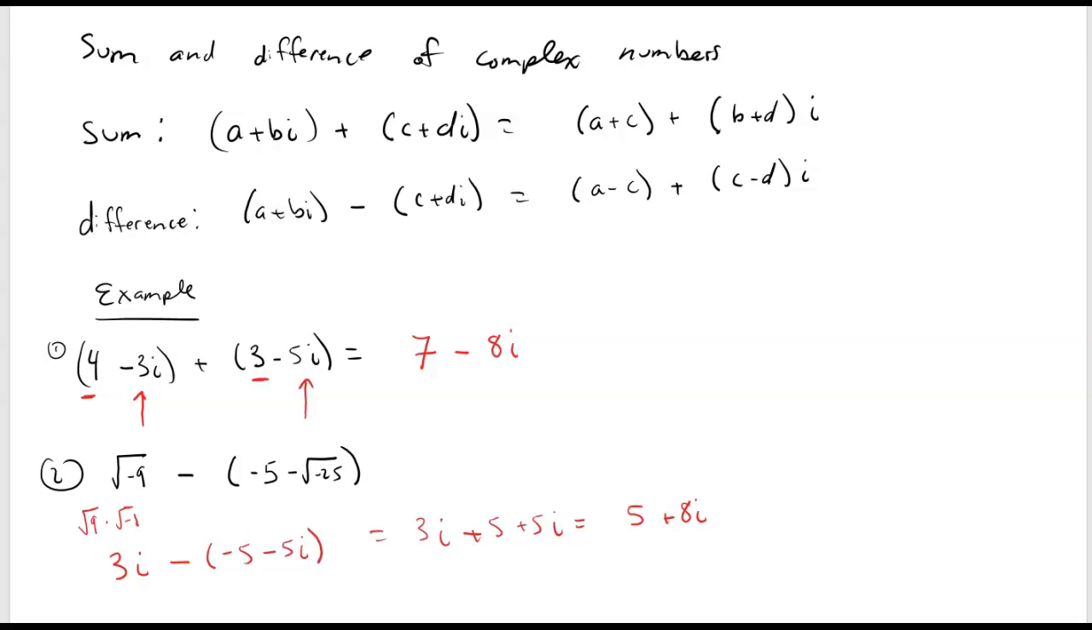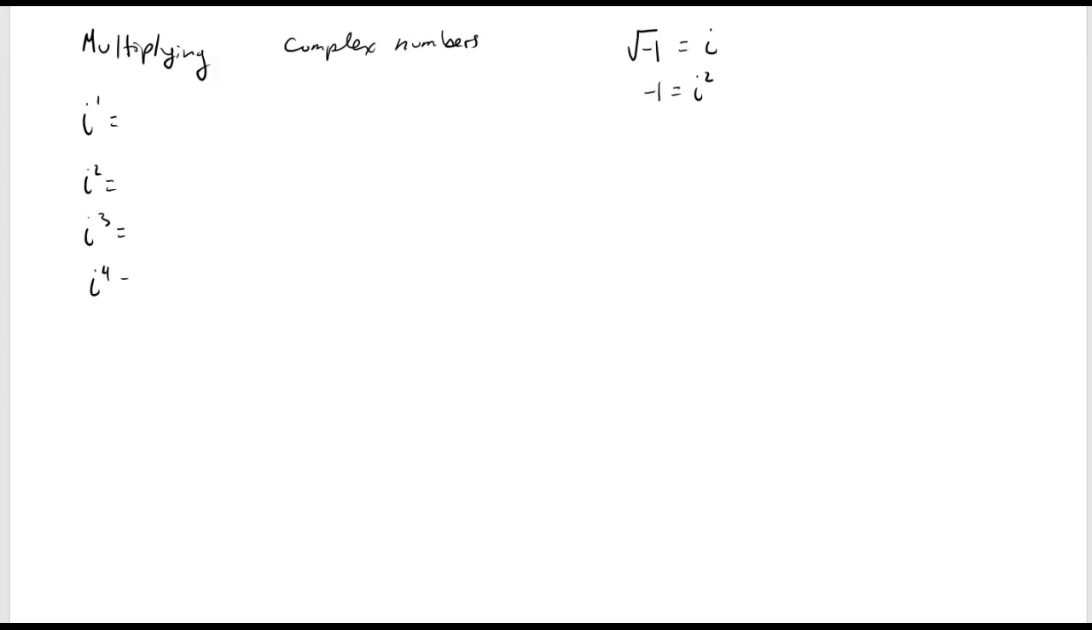Okay, what else can I do with imaginary numbers? I can also multiply them. So in order to multiply with our imaginary numbers, we need to know a pattern. So multiplying our complex numbers. Okay, so as long as we know that the radical of -1 is equal to i, we also know that -1 is i squared. So we're going to start a pattern. We're going to say i to the power of 1, i squared, i cubed, i to the power of 4, and we'll go a couple more.